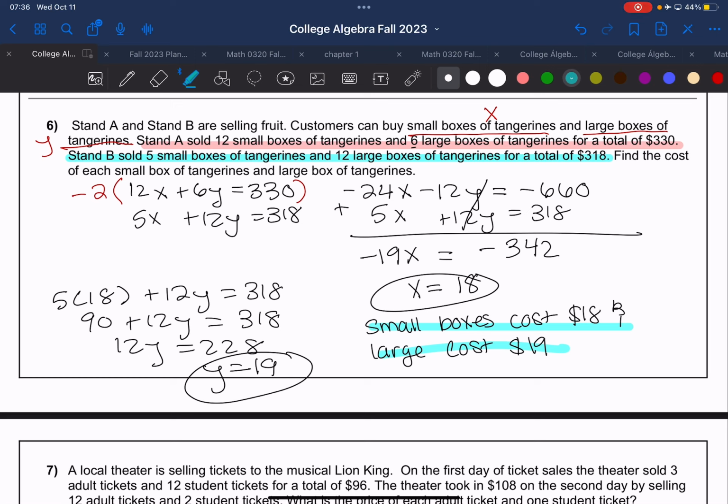Would substitution have worked in this place as well? Yes. You would just choose to solve for either x or y in either equation, and you could use substitution. You would have got the same answer.